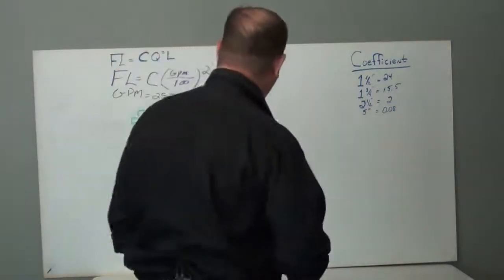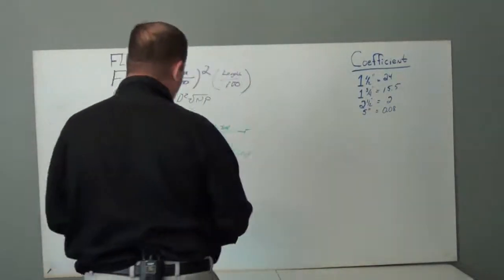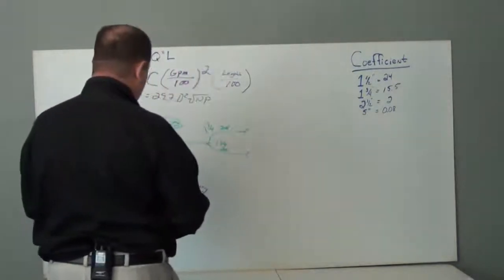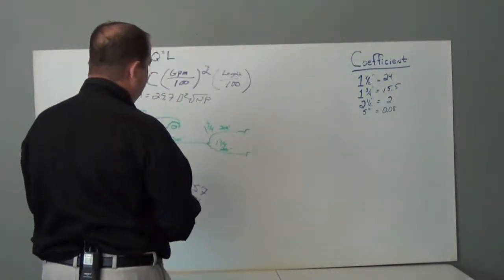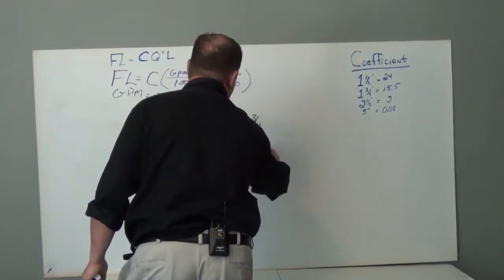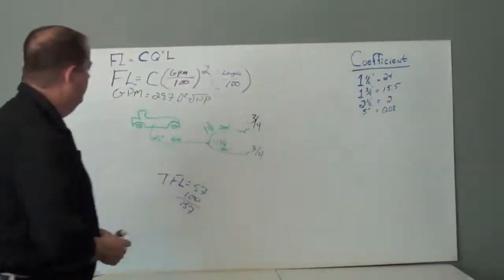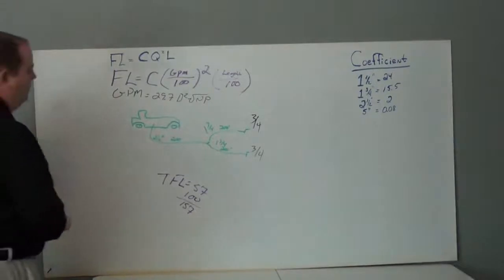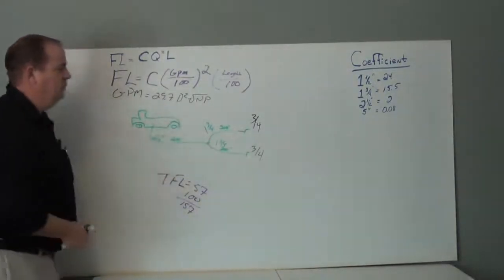So I'm just doing it randomly. Let's figure I'm going to install, make these 3/4 inch. These are 3/4 inch tips. Now, in order to be able to do this equation, we've got to figure out how many gallons per minute that is.